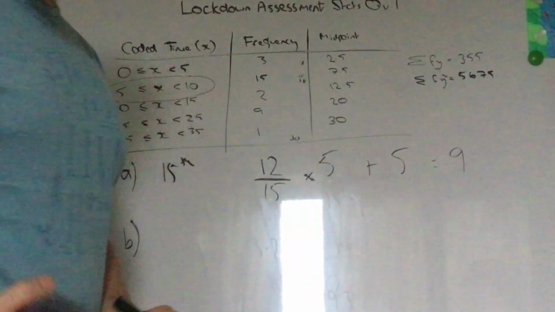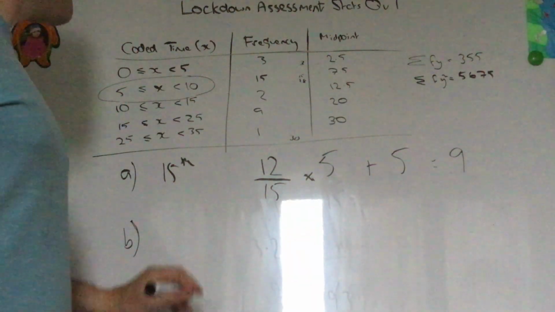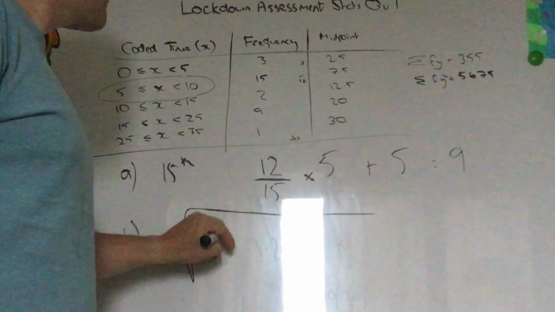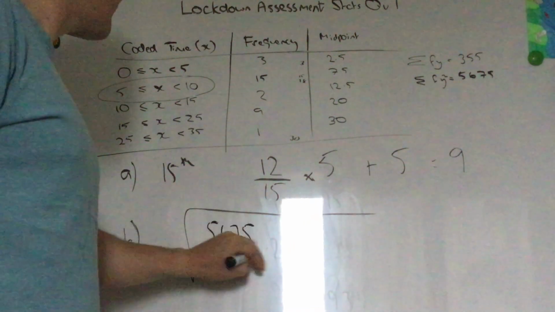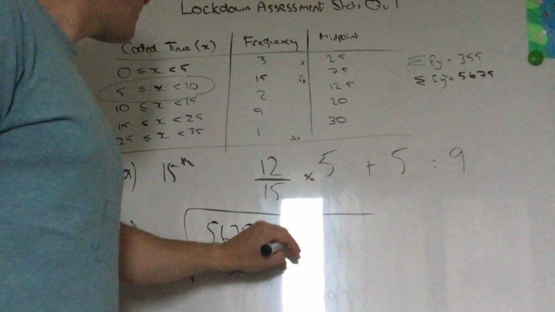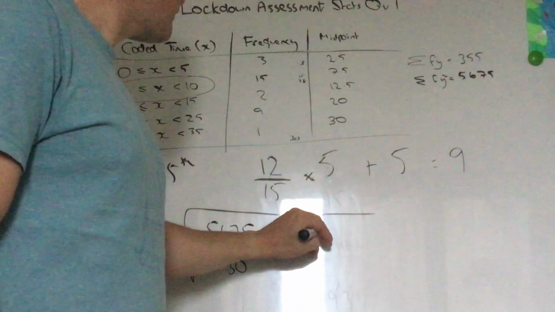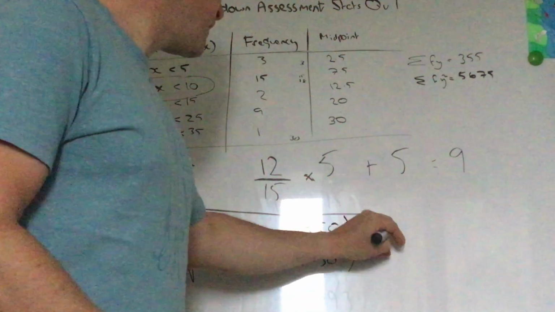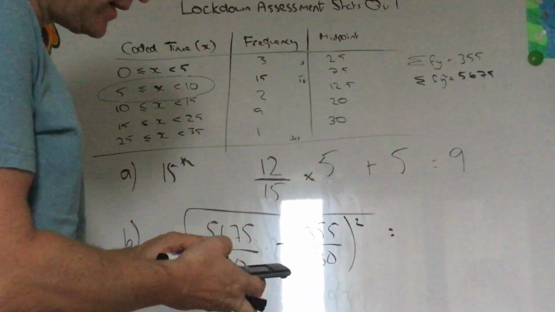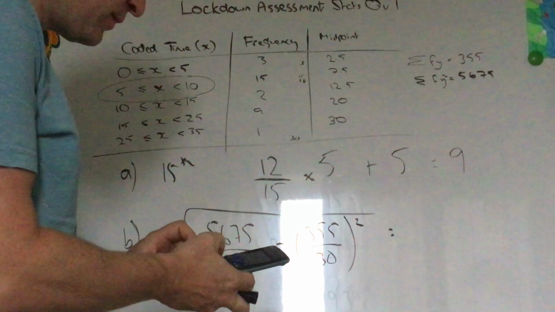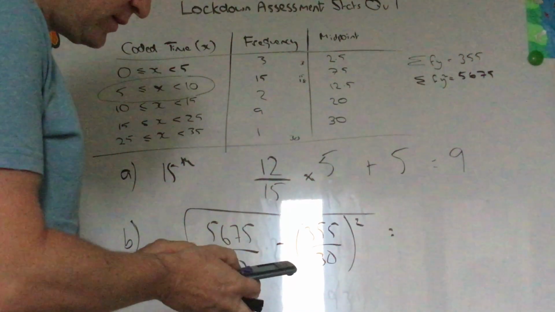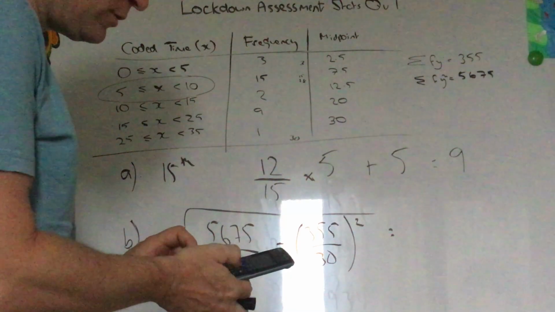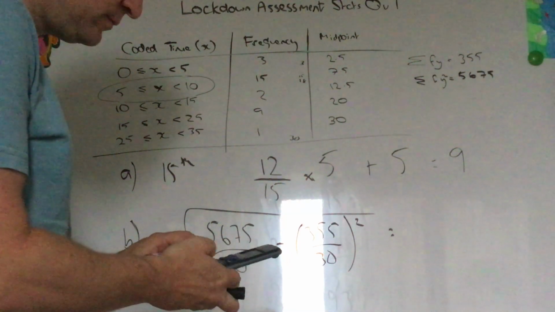Working out the standard deviation. Okay, so it's the square root of the mean of the squares, 5675 divided by 30. Minus the square of the means, 355 over 30 squared. You just type all that into your calculator in one go. That's where you realise you're watching a man type numbers into a calculator. Badly.